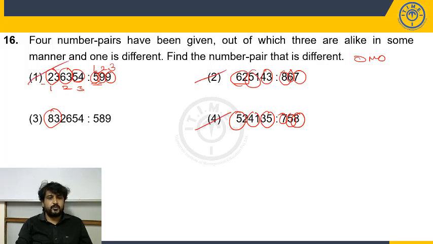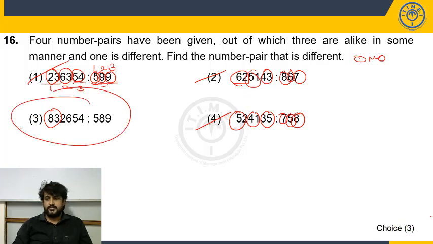The sum of the first two digits is the first digit in the right side number. Next two digits, the third and fourth digits, sum is the second digit in the right side number. The sum of the fifth and sixth digits is the third number on the right side. It follows in all the options except the third option. So the third one is the odd one out. Choice 3.